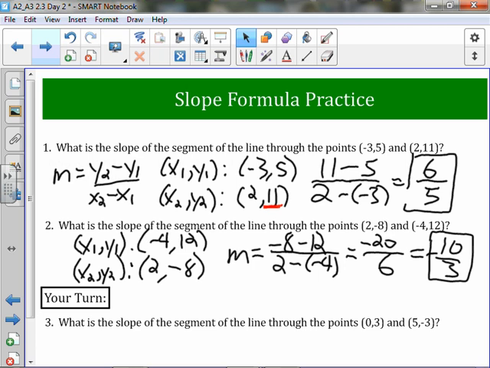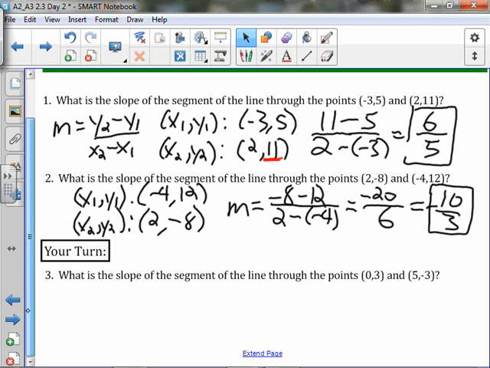Okay, so I want you to do the your turn problem. That's number 3. So the slope of the segment through (0, 3) and (5, -3). I want to see that on everybody's paper and on their homework when we collect it. If you don't put that, then you will be marked down for your homework. So make sure you do the your turn problem.